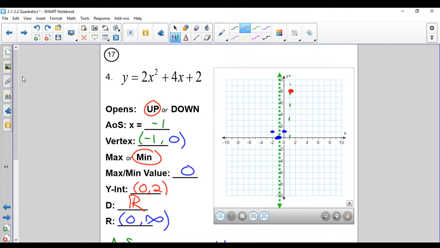My fifth point is -3, 8. So just the mirror image of that. There's my parabola. And that's our final answer and final graph in standard form.